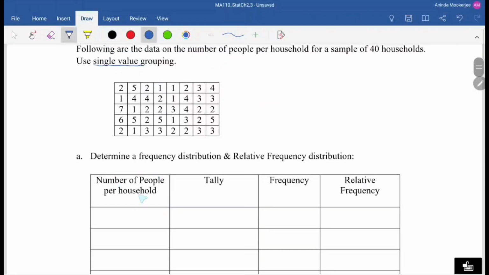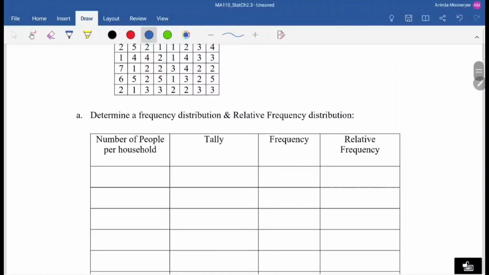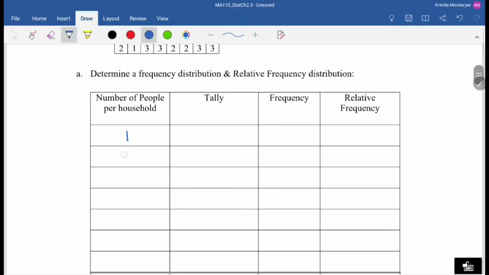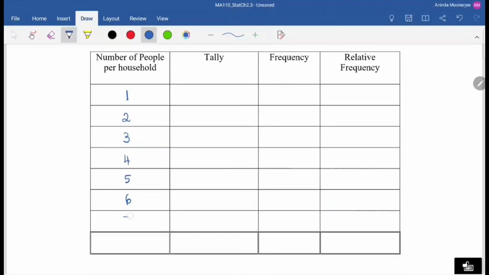Now, I've given you the table here. The first column is listing the number of people per household. So we can list each unique value in the data set in one row at a time. So we have a 1, so I'm going to write 1 in the first column. And then we have 2, 3, 4, 5, 6, 7. So all the values between 1 and 7 are in the data set. So I'm going to write each unique value in the data set, 1 per row.